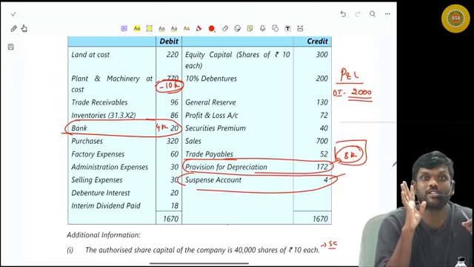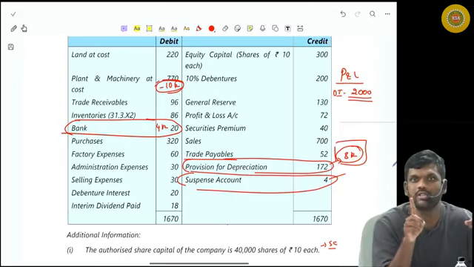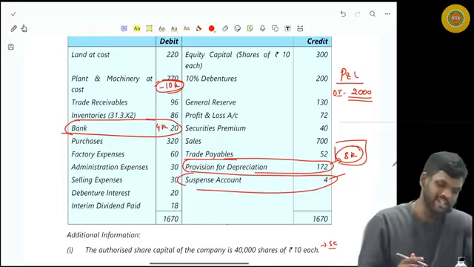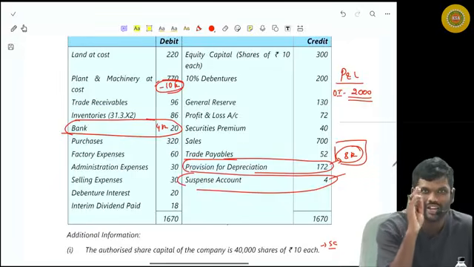Sir, what if it is loss on sale? Then it will come under other expenses. If it is profit on sale, other income. If it is loss on sale, it should come under other expenses. If you do this, automatically your balance sheet will tally.